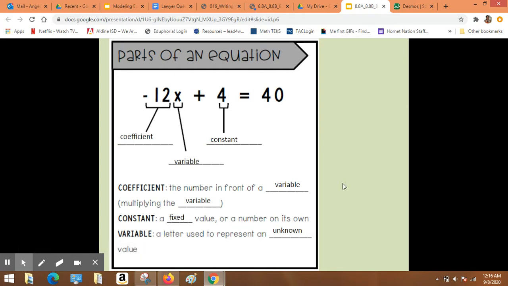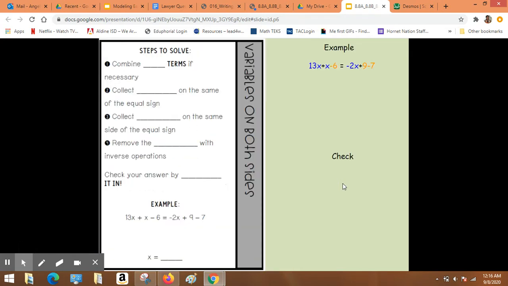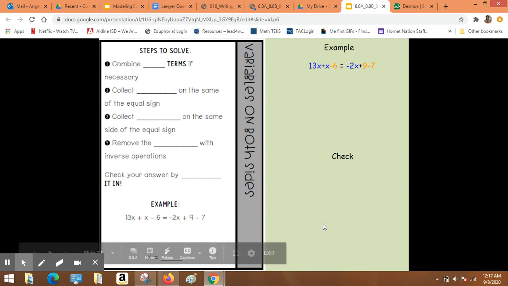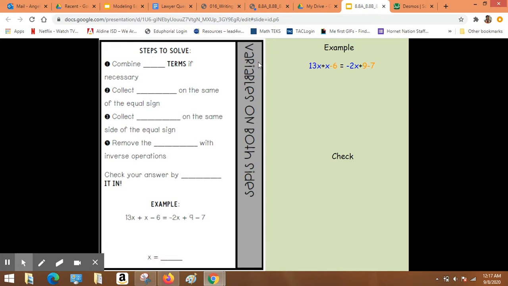Alrighty. So now we're going to learn how to solve our equations with variables on both sides. Okay, so I color coded this, and we're also going to be working on this side and then on my right side. So this is my steps, and then we're actually going to put our steps into some action. Alrighty, so step number 1, combine like terms if necessary.